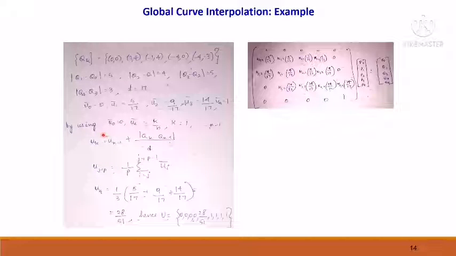This is an example of global curve interpolation in the NURBS book. We will be given a set of points, Qk, equal to these set of points. Initially, we will find the distance between them, that is q1 to q0, q2 to q1, q3 to q2, q4 to q3.